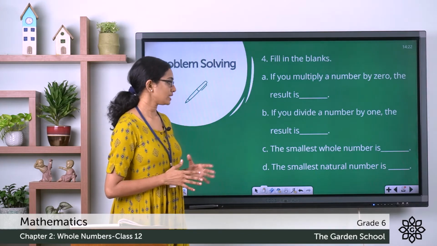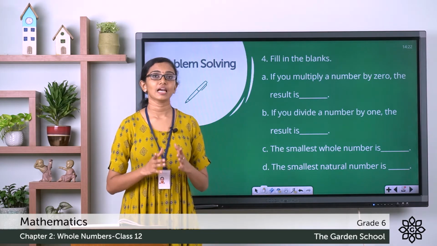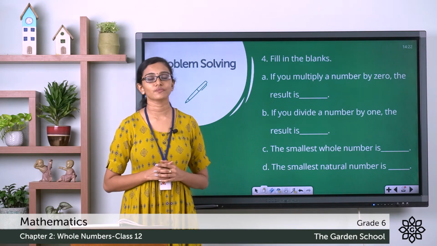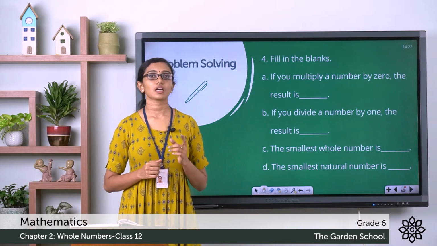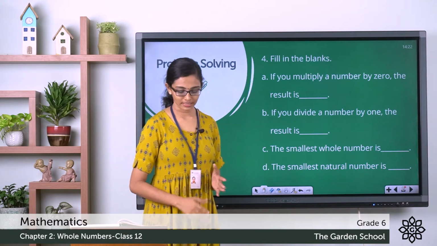Now what about D? The smallest natural number is. So which are the natural numbers? The set of natural numbers starts with 1 and extends to infinity. So the smallest natural number is 1. Now let's discuss the next question.